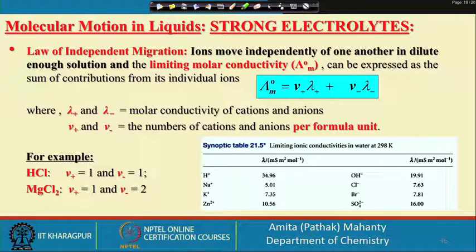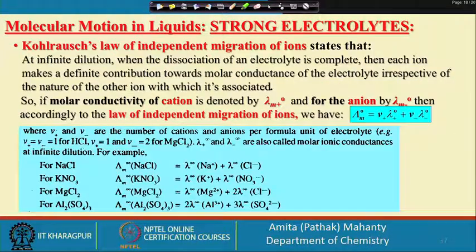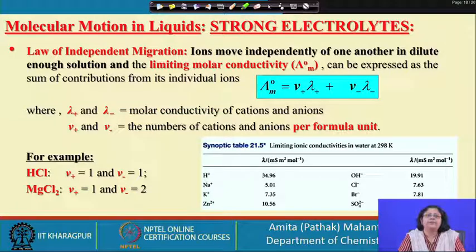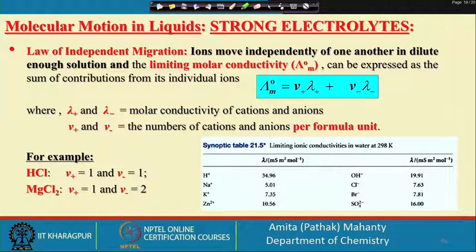Here ions move independently of one another at very high dilution or limiting dilution conditions. When C approaches 0, the ions in the solution medium are going to behave like two independent ions. They will not depend on the other ion. So the contribution is the sum of the individual ions which you are dealing with.